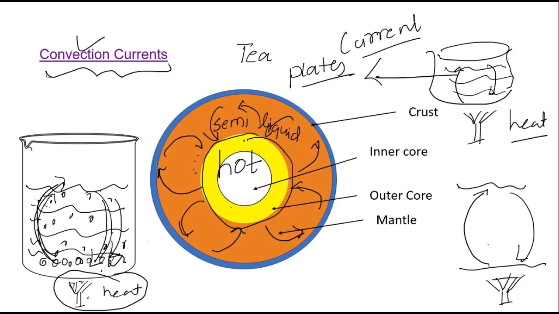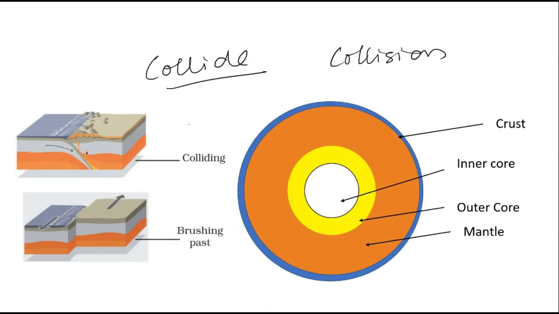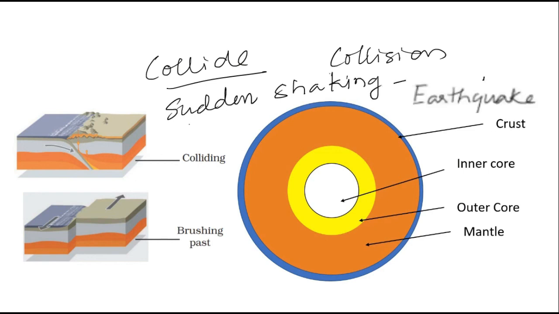So there is always movement of these particles. Continuous movement of these particles develops more pressure on the plates and they start to slide, and sometimes they collide. Collision takes place, and because of the collision there is a disturbance, and that disturbance in the plate results in sudden shaking, and that is what is called an earthquake.